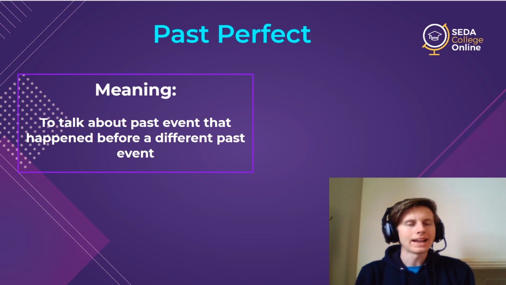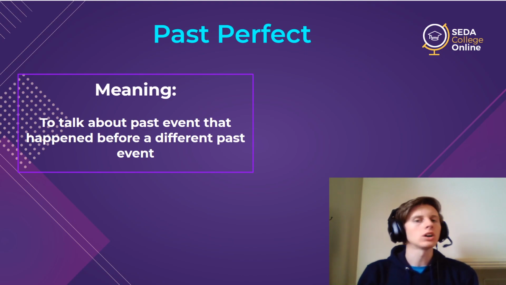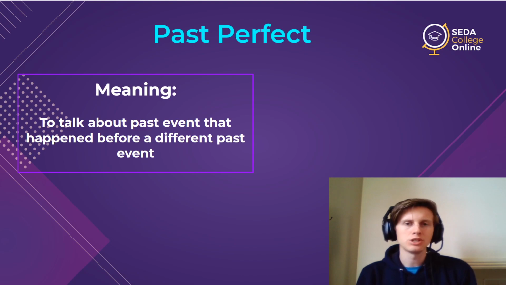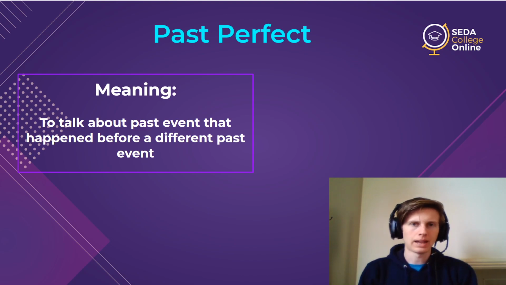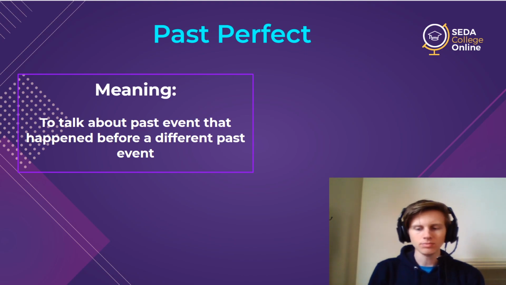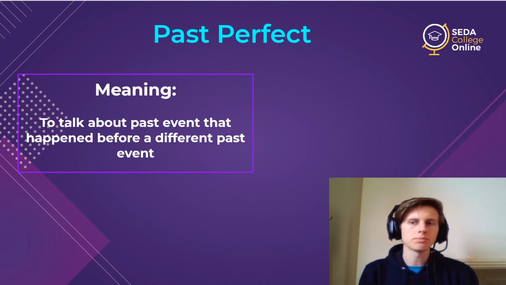So the past perfect is used to talk about an event that happened before a different past event. So some teachers say that this is the past of the past. If that helps you, that's fine. But I'm going to talk about it a slightly different way.